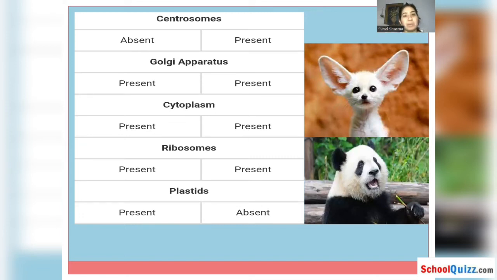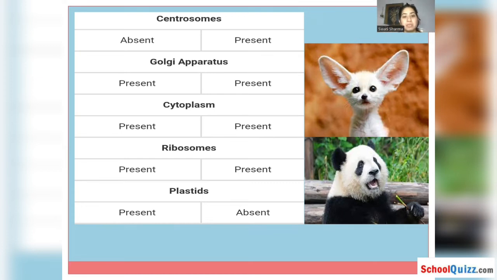If we talk about Golgi apparatus, it is present in both the cases, and is used for protein sorting and transportation. Then we have cytoplasm. Cytoplasm is present inside both the cells. And then comes ribosome. Ribosome is also present in both the cells, but the size of the ribosomal unit can vary in plant cell and animal cells, as we have seen in the case of eukaryote and prokaryote. In case of prokaryote, 70S ribosome is present, whereas in eukaryotic cells, 80S ribosome is present. So these are the differences if we talk about ribosome.